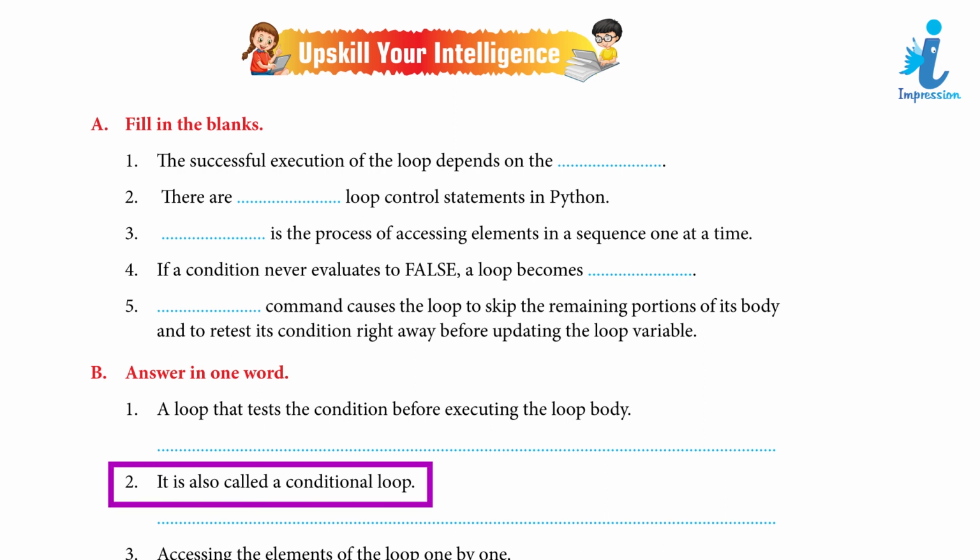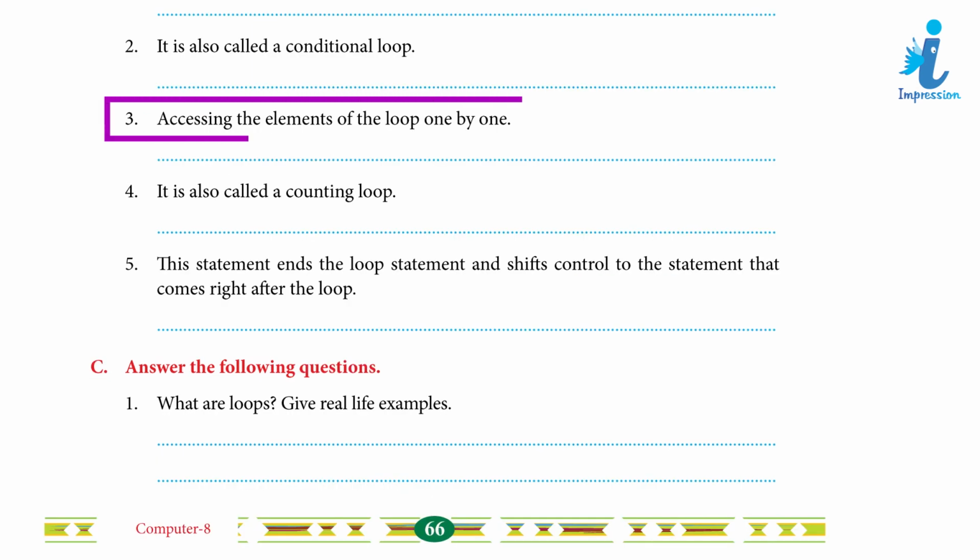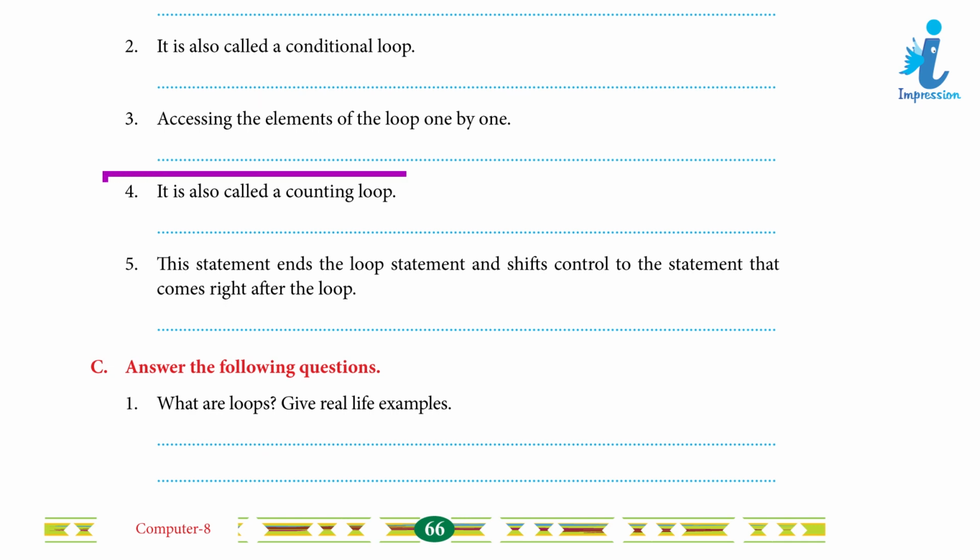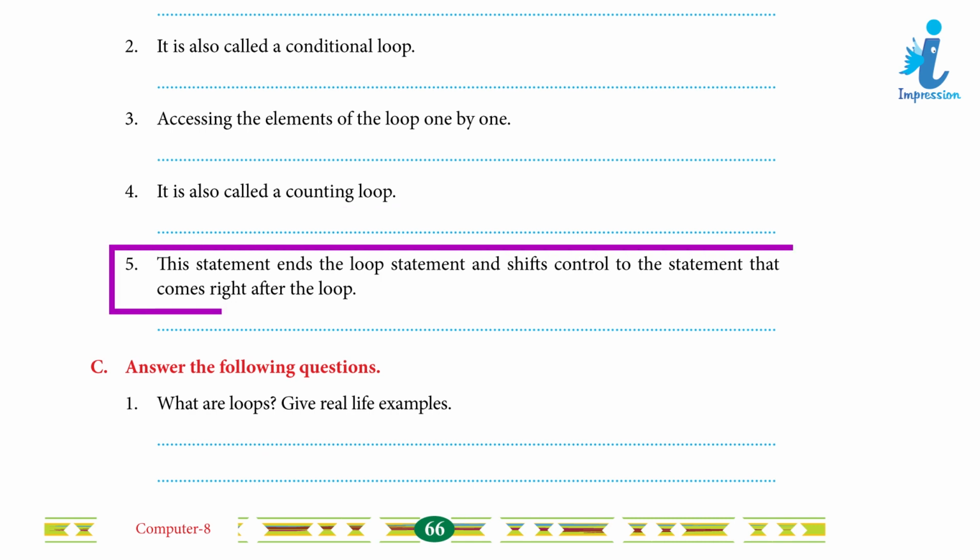3. Accessing the elements of the loop one by one. Answer: Traversal. 4. It is also called a counting loop. Answer: For loop. 5. This statement ends the loop statement and shifts control to the statement that comes right after the loop. Answer: Break statement.